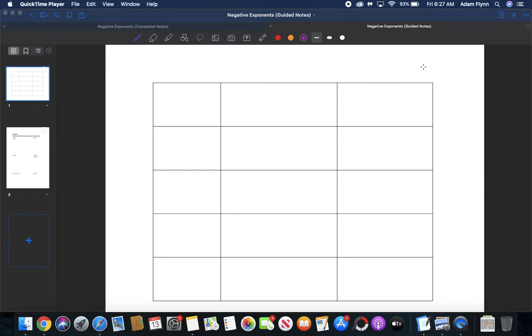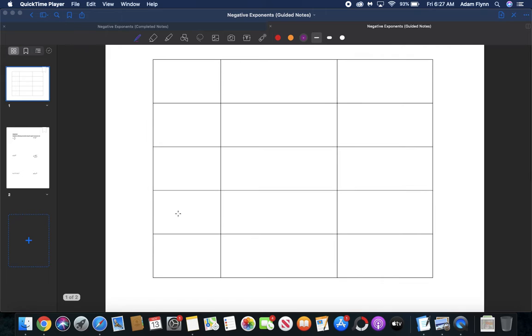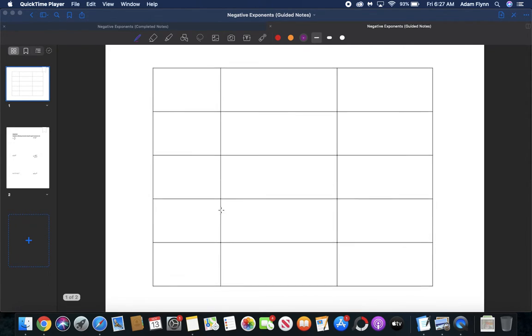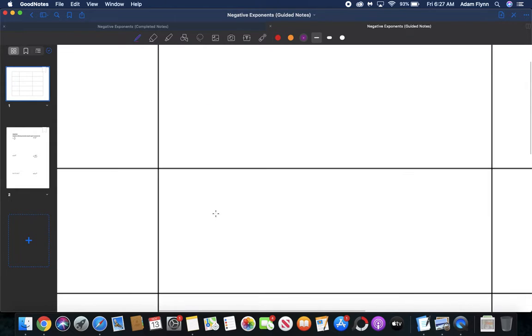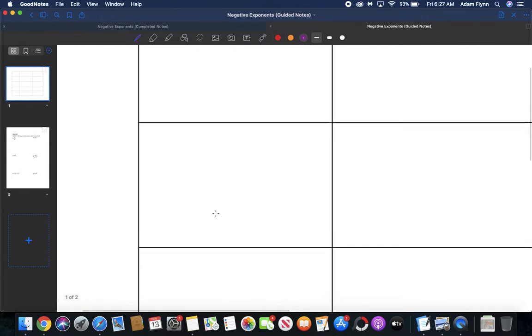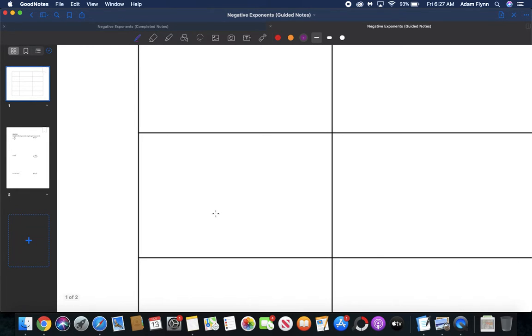Hello everyone. In this video I will be going over our fourth exponent rule, which is negative exponents. So for this rule I am going down to the fourth row, and I'll start right in this first box here. As I just said, the rule we are covering in this video is the negative exponents rule.